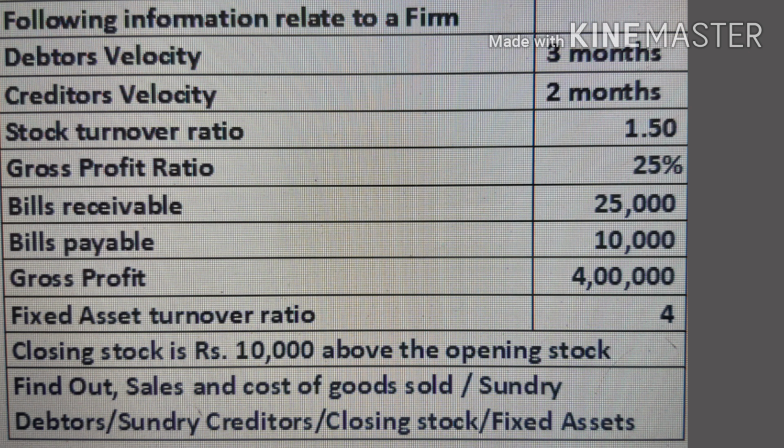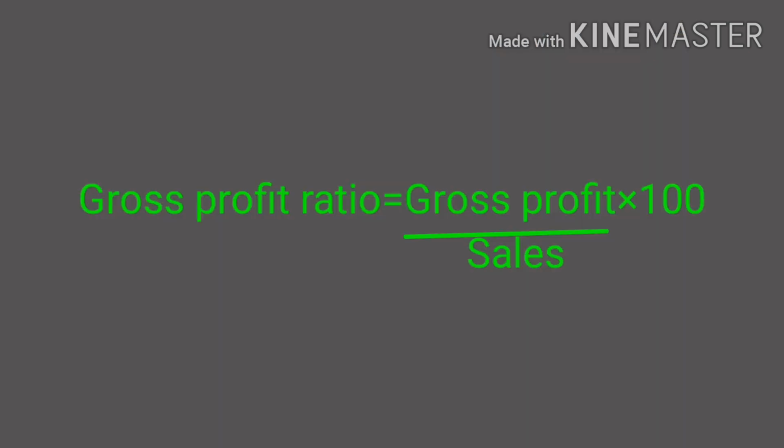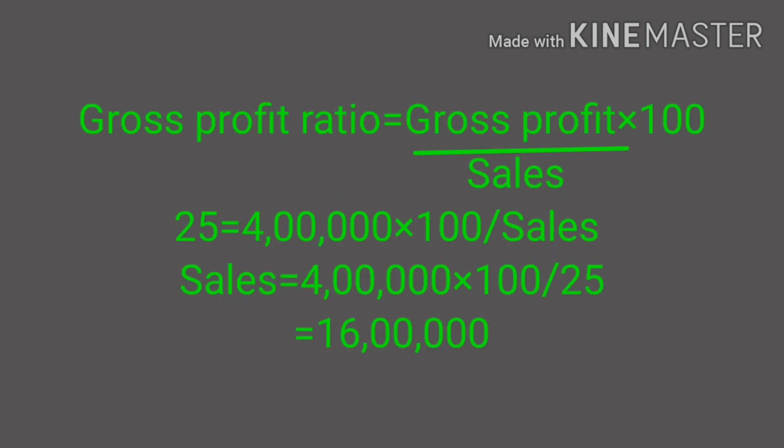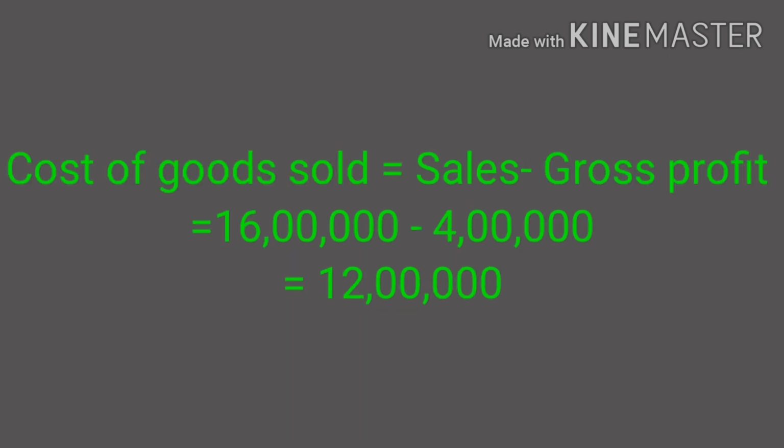Going through the problem, we can see that gross profit is given as well as the gross profit ratio. So from these two pieces of information, we can find out the sales, gross profit, and cost of goods sold. Gross profit ratio is equal to gross profit divided by sales into 100. 25 is equal to 4 lakh divided by sales into 100. By substituting, we will get sales is equal to 4 lakh by 25 into 100, that is 16 lakh. Cost of goods sold is equal to sales minus gross profit. 16 lakh minus 4 lakh is equal to 12 lakhs.